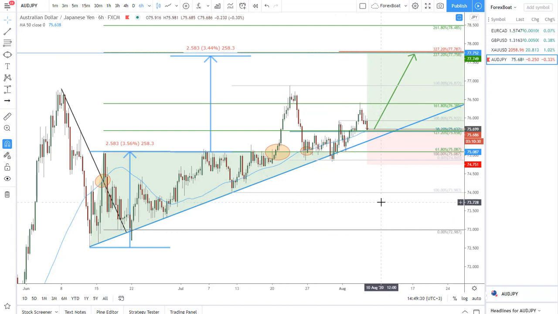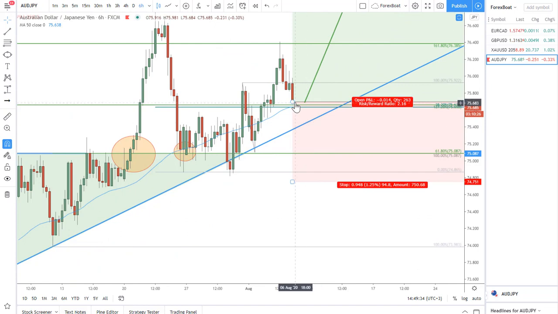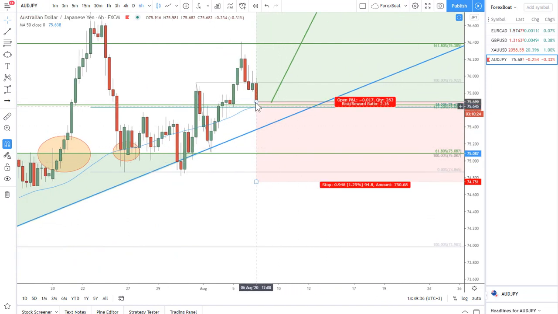In regards to the entry point, currently price is approaching a very important support area, and so here is a good opportunity. It becomes a good opportunity if this support will hold. If there will be no closing price below, that could be an excellent opportunity for a long on this pair.